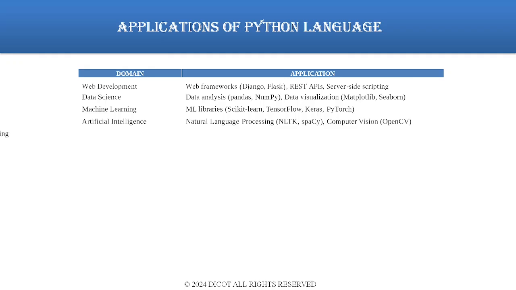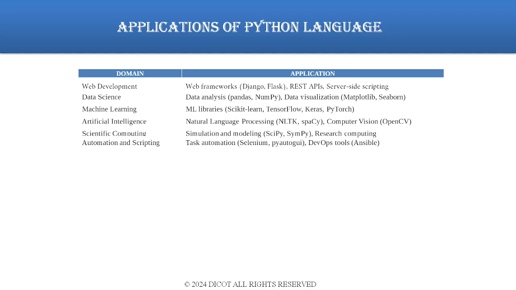Scientific computing: simulation and modeling, SciPy, SimPy, research computing. Python supports complex mathematical calculations, simulations, and symbolic computation in research. Automation and scripting: task automation, Selenium, PyAutoGUI, DevOps tools, Ansible. Python automates repetitive tasks, manages infrastructure, and facilitates continuous deployment.